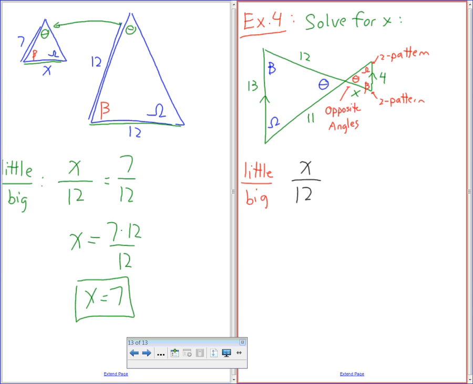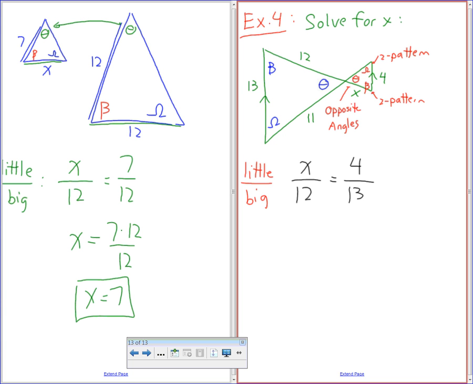So theta to beta is x, and theta to beta is 12. Then I'm going to use the other number. I know nothing with this side, so I'm going to put a 4 here. So that's another side of the little triangle. What's the corresponding side to 4 then? 13, right? Because that's omega to beta, omega to beta.